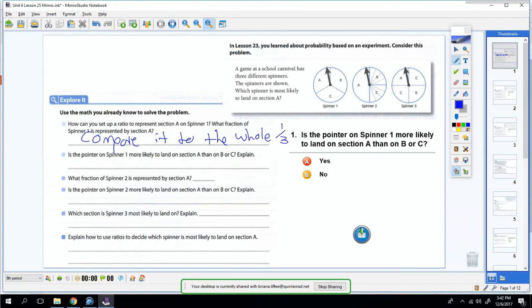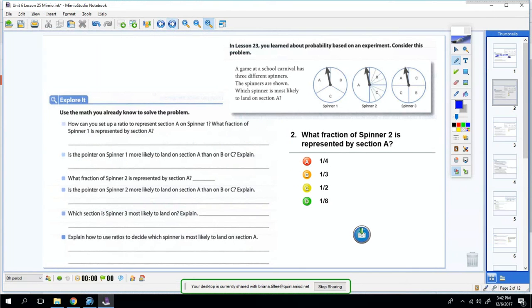So then it says, is a pointer on spinner 1 more likely to land on section A than B or C? You can say no, because each section represents 1/3. So they're all equally likely. So the answer would be no.